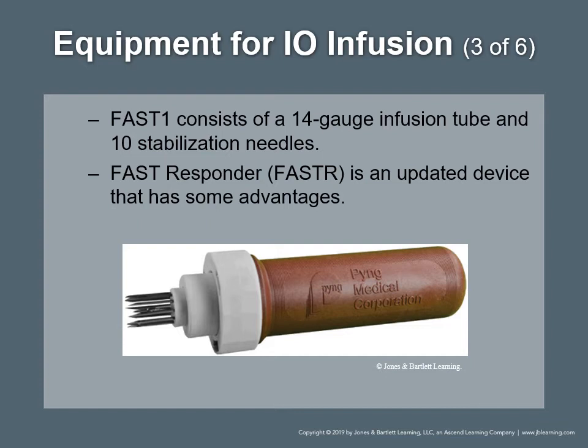The company that developed the FAST devices chose sternum placement based on the ease of locating the manubrium. The FAST one consists of a 14 gauge infusion tube and 10 stabilization needles. The Fast Responder, or FAST-R, is an updated device that has some advantages. To remove either FAST device, firmly grasp the insertion tube and pull steadily until the device is dislodged. Use one continuous motion for removal and avoid starting and stopping.